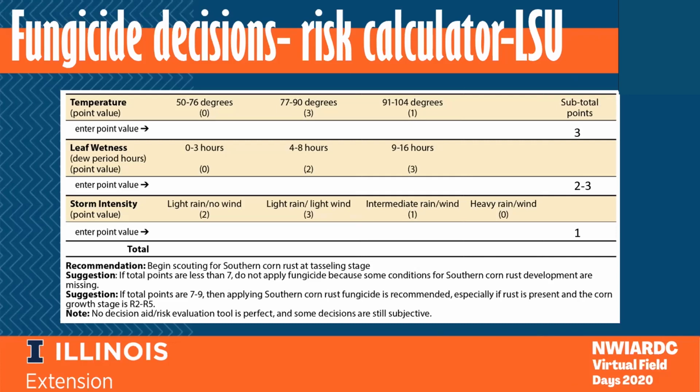And then the storm intensity, it's kind of been off and on, but overall in Monmouth over the last 10 days, there's kind of been this intermediate rain or wind. So I add all those up, and I'm at a 6 to 7, which in this case would be putting me with this condition where we might be wanting to make a fungicide application.